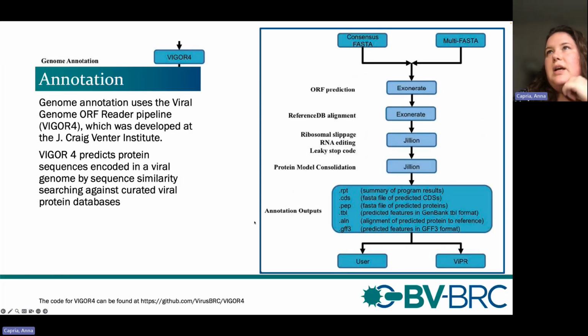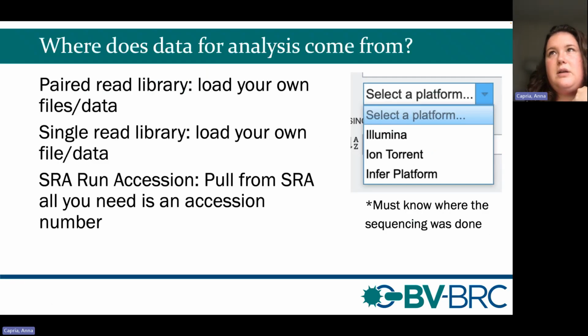Then the annotation side is the Vigor form, which was developed at JCVI, and it predicts protein sequences encoded in a viral genome by sequence similarity searches against our curated viral protein databases. You can see those steps here. And when we're thinking about analysis of the SARS-CoV-2 service genomes, you could have paired read libraries, which is you loading that data yourself, single read libraries, or the SRA session number.